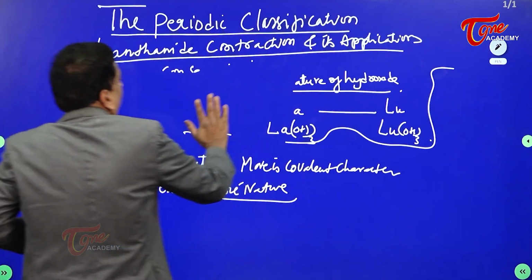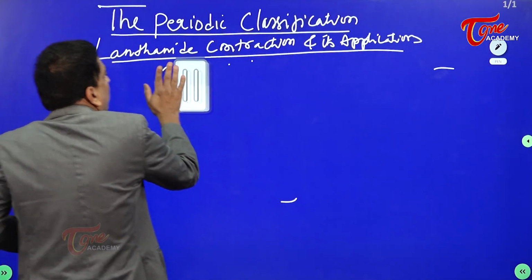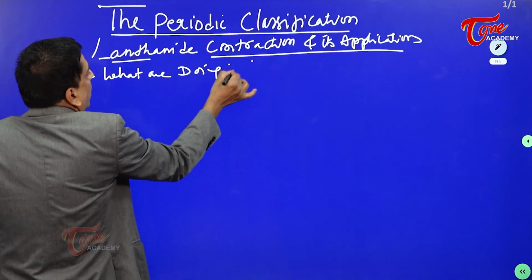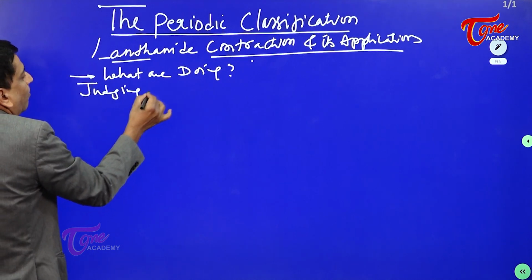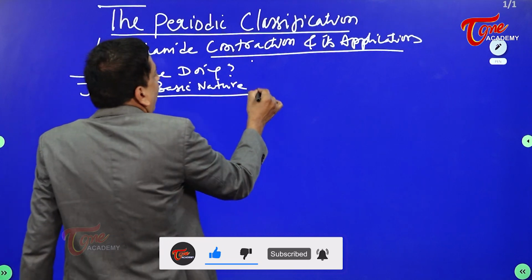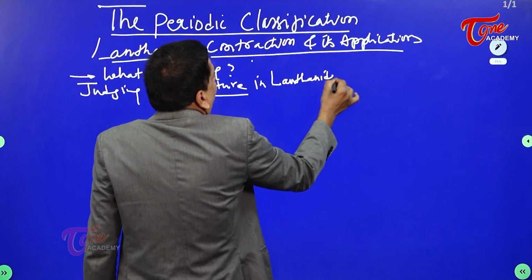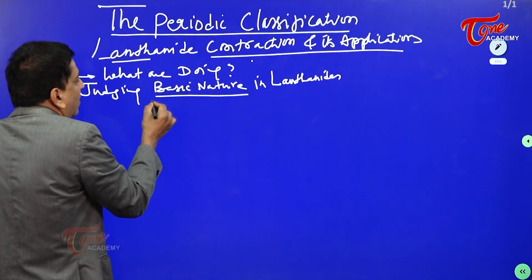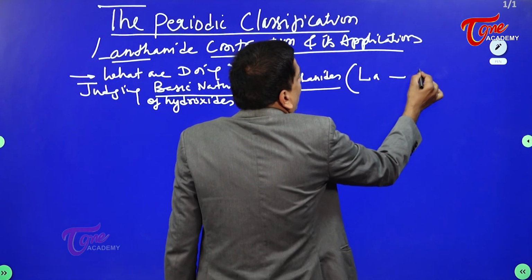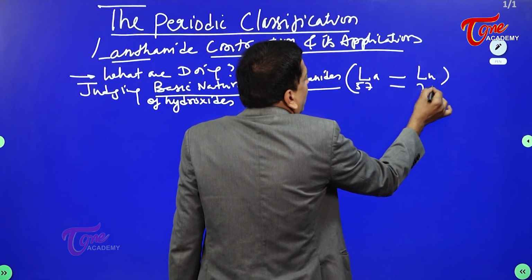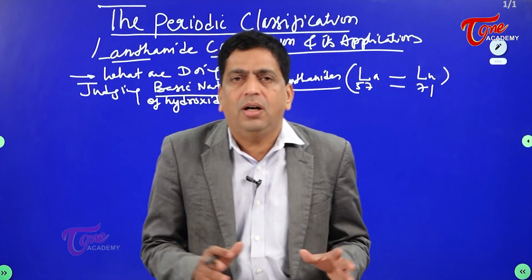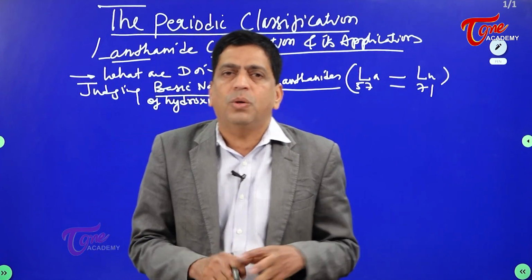If you want me to explain in more detail, have a look here. Watch carefully. This is the sequence which we are supposed to follow. What are we doing? We are judging the basic nature in lanthanoids. In fact, basic nature of hydroxides in lanthanoids, that is from lanthanum to lutetium, 57 to 71. Please understand that. We wanted to judge the basic nature of trihydroxides rather, because lanthanum will show +3 oxidation state.